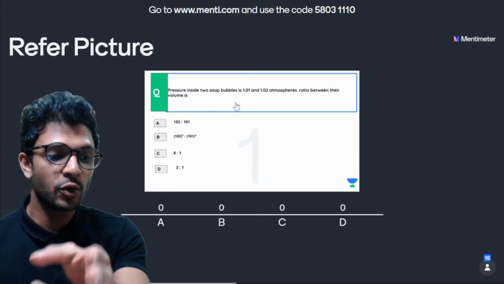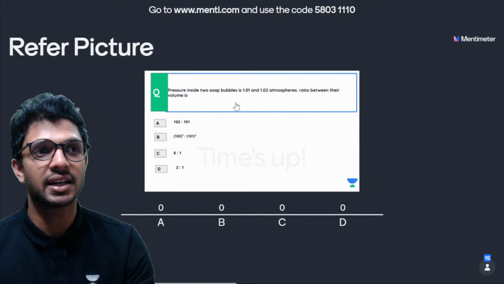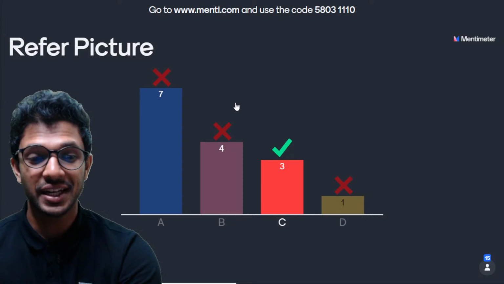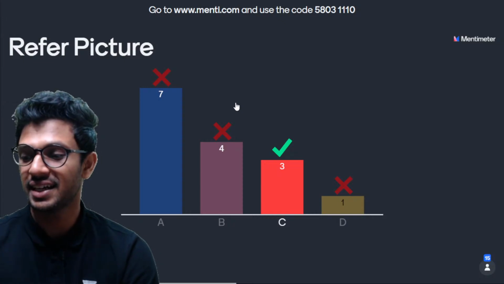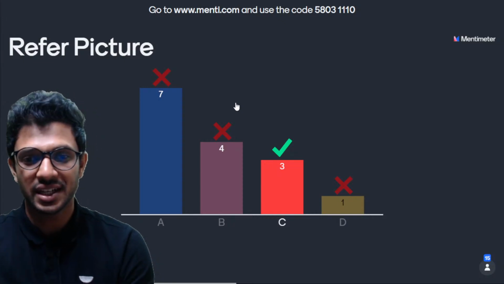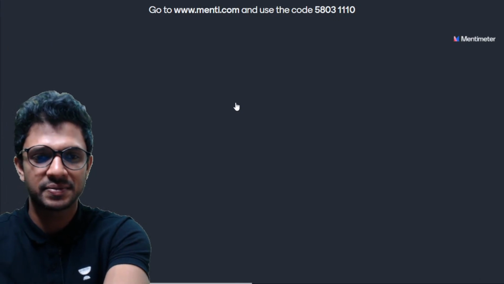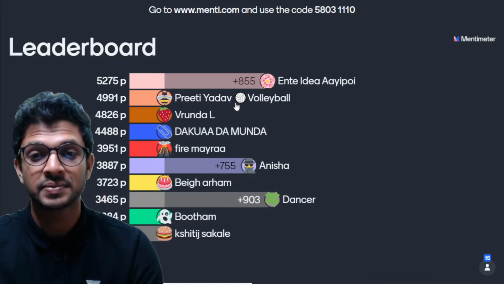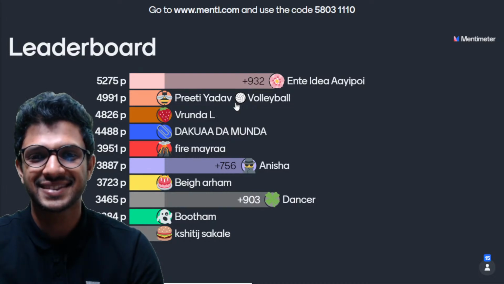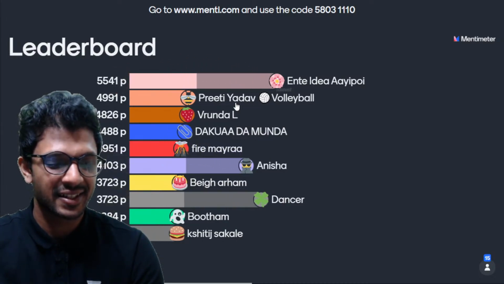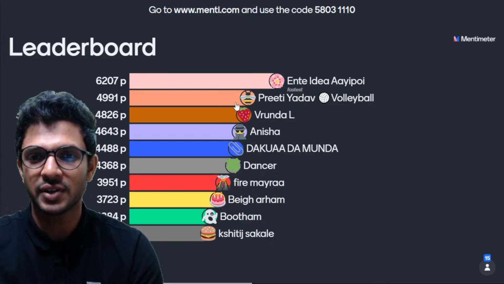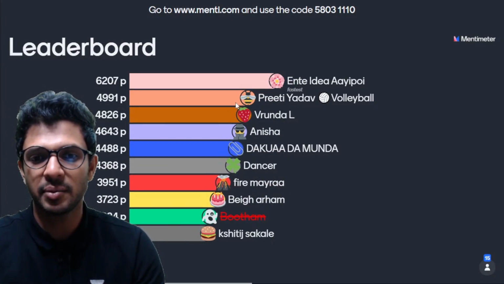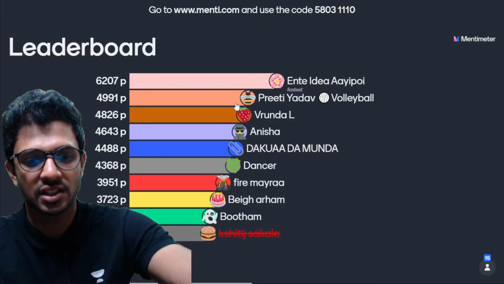Last 3, 2, 1. I hope you all have marked it. Those who haven't, quickly mark it. Okay, time is up. Very good. Option C. 3 people with the correct answer. Nice. What happened to the others? Okay, the fastest person and entire idea, then Preeti, Vrinda, Anisha, Dakwa, Dancer, Fair, Beg, Budham, and Kshitij. Wow.